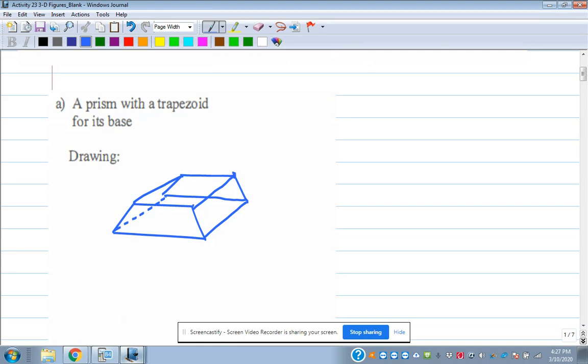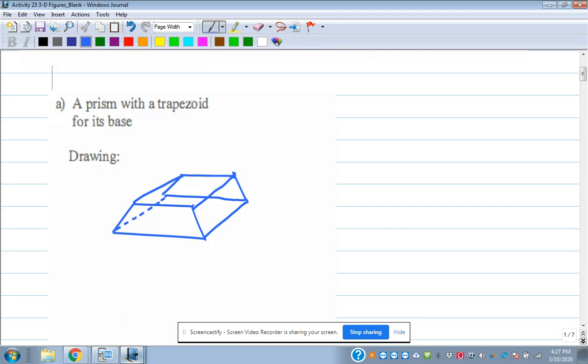But the key to a prism of whatever kind is it has that shape on each end. Whether that end is on the floor and at the ceiling, or in my case, it's at the front and the back, it's a trapezoid on each end there. And no matter which way you spin it, turn it, flip it, it's still a prism with the trapezoid on each end. Okay.